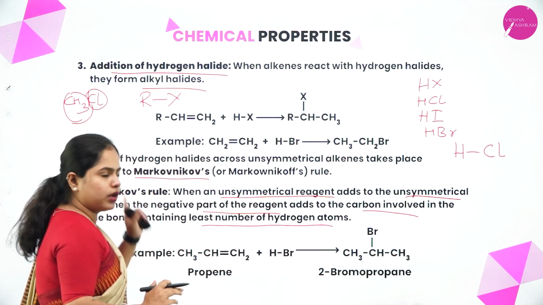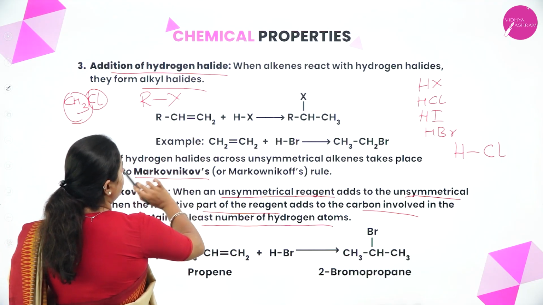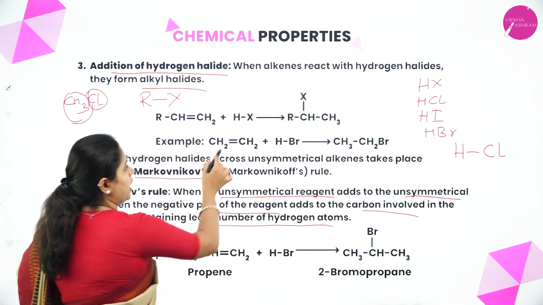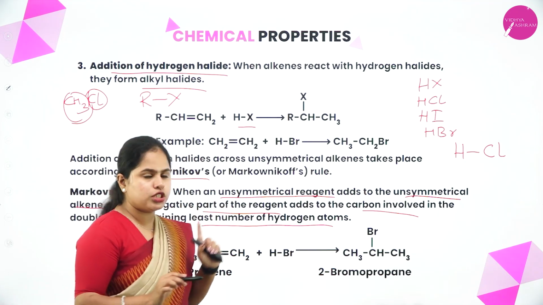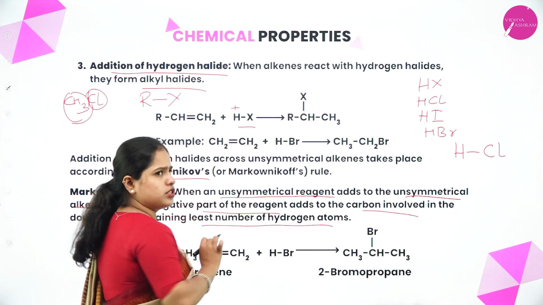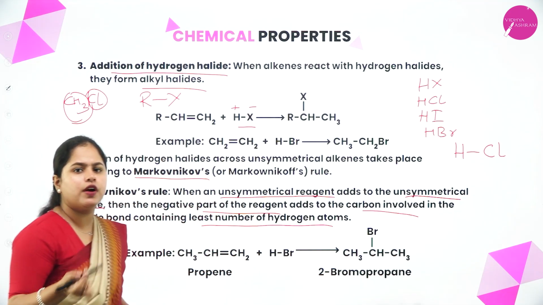So let's now come back to the reaction here. It is RCH double bond CH2 to which we are adding HX, hydrogen halide. So in hydrogen halide, hydrogen will have the positive charge, and the halogen will have the partial negative charge. Why is this?